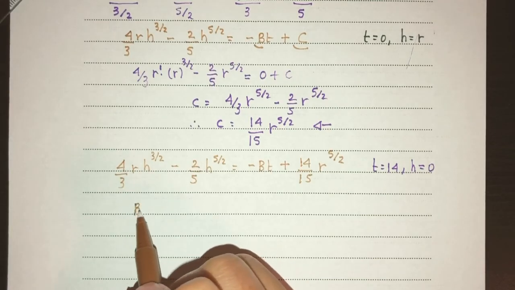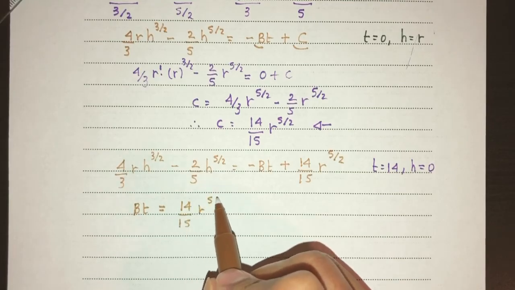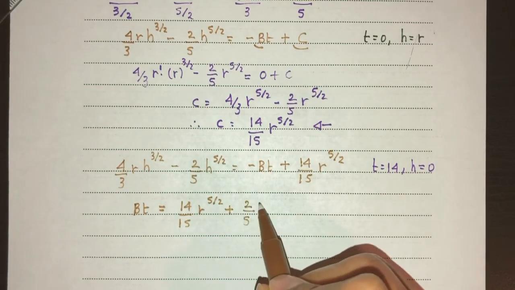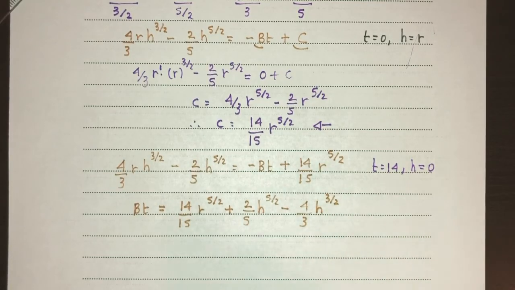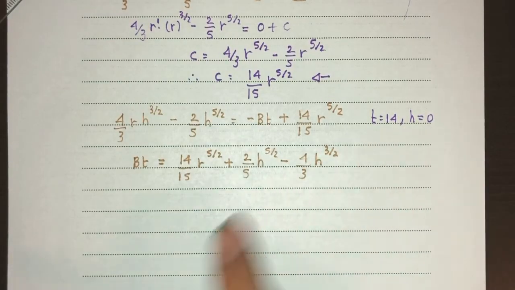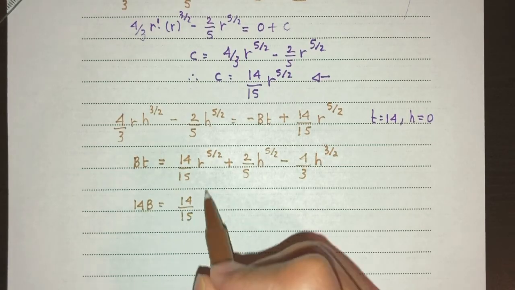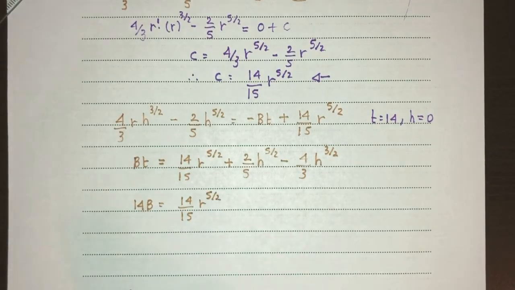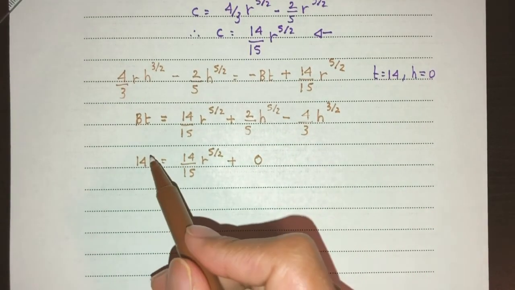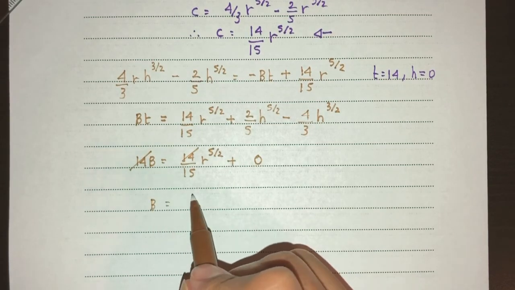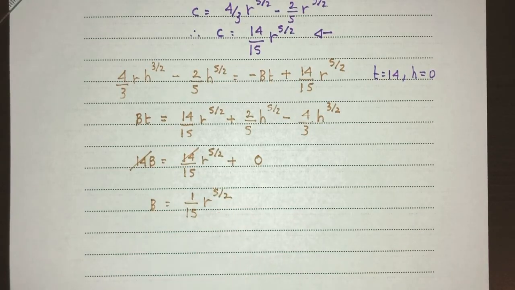You will have bt is equal to 14/15 r^(5/2) plus 2/5 h^(5/2) minus 4/3 h^(3/2). Okay, now let's replace those values in the equation. So t is 14, 14b is equal to 14/15 times r^(5/2), plus, h is 0, so everything will be 0 here, so plus 0. So basically we conclude that the value of b is equal to 1/15 times r^(5/2). Sorry, it's r power 5/2.